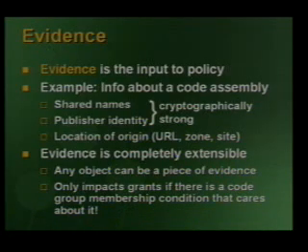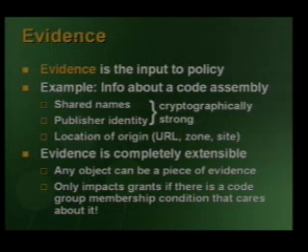Now, the input to policy is what we call evidence. And evidence can, in fact, be any object, although it is typically information about a code assembly. There's some stuff that you get by default. You get information about the cryptographic attributes of the assembly. Does it have a cryptographically sealed shared name? Does it have an authenticated publisher?